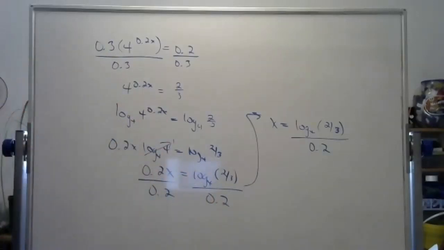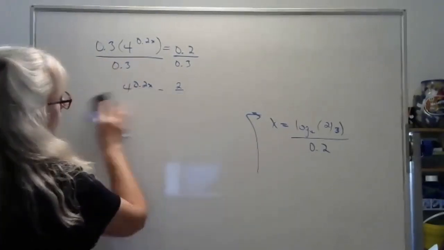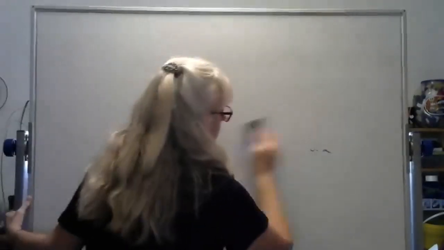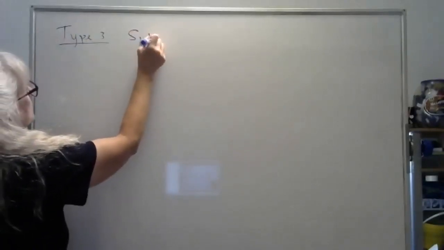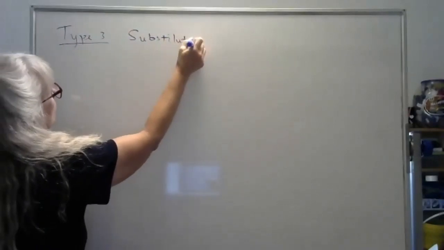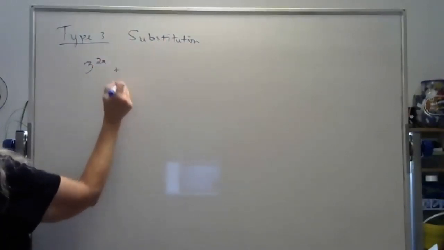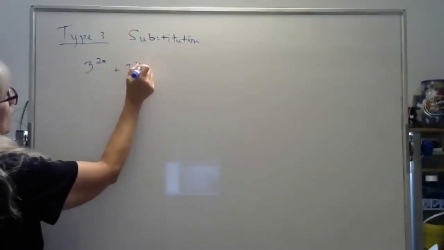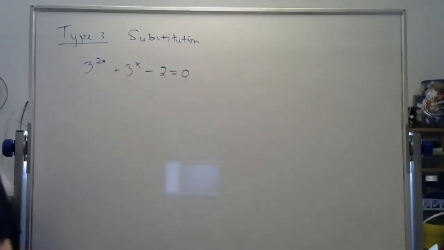Okay, but there's one more type. And these are actually some of my favorite equations all semester long, believe it or not. I like them because it ties together a lot of the stuff we've already done, so that's why I like them. So type 3 is going to be substitution problems. And how you're going to recognize these is by the number of terms. So I have 3 to the 2x plus 3 to the x minus 2 is equal to 0.